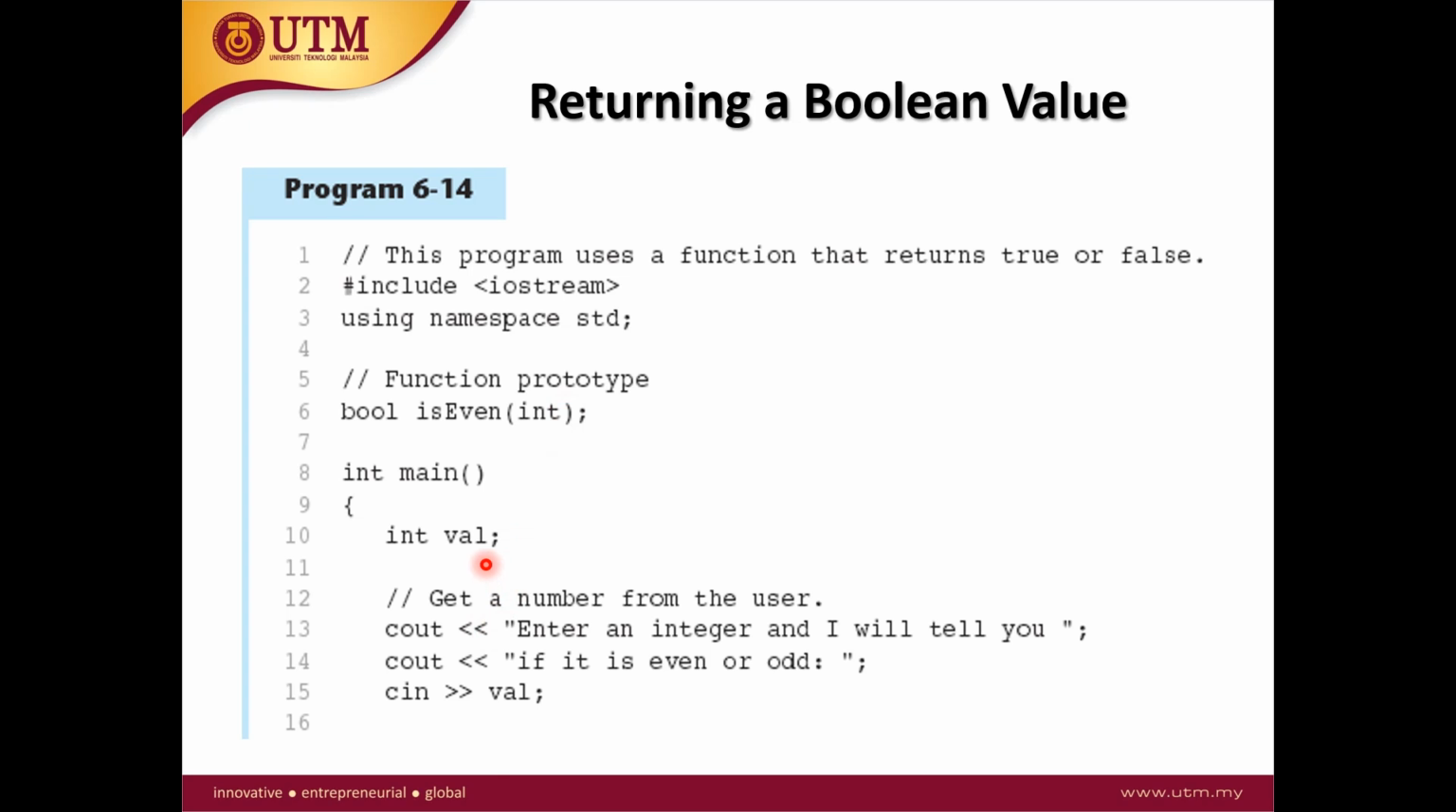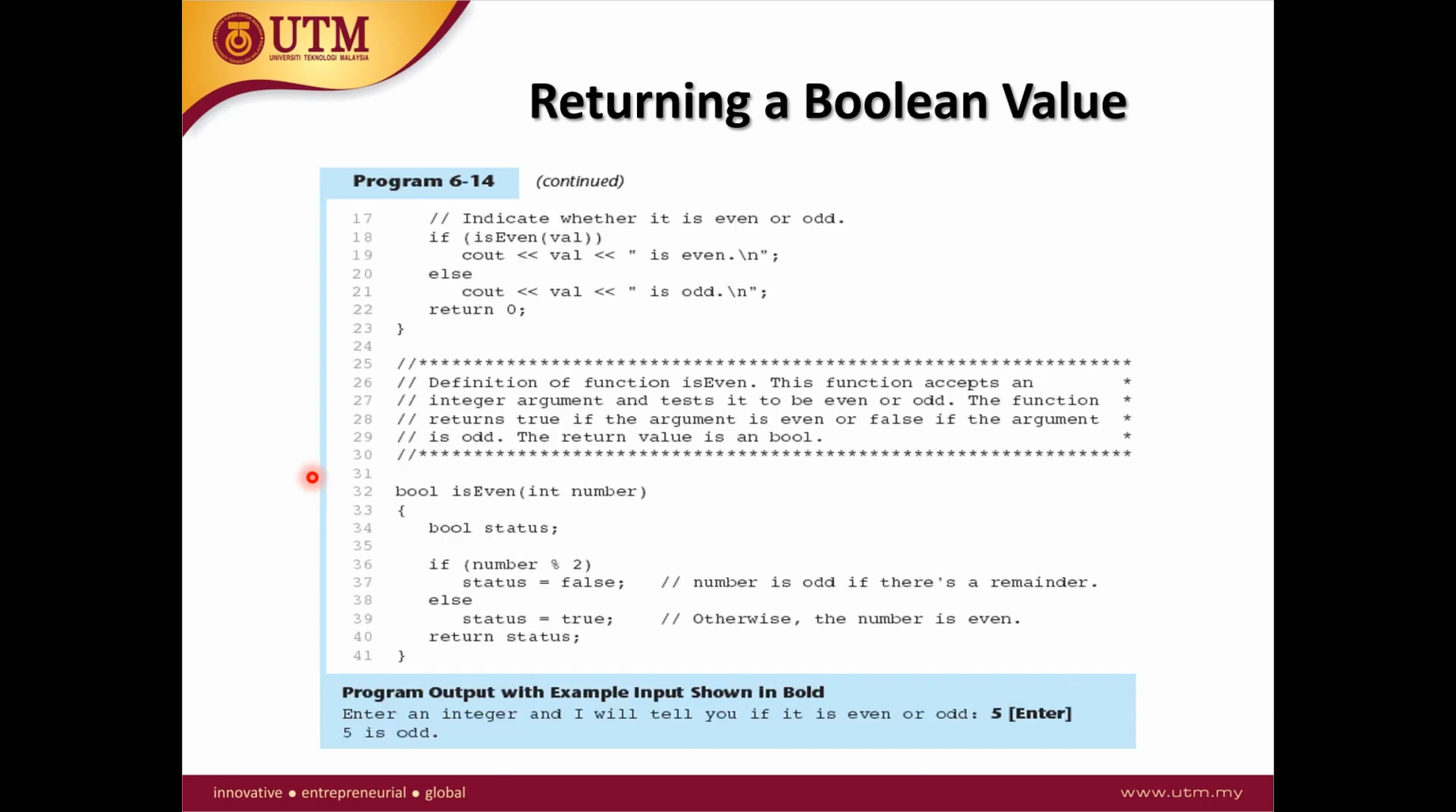We define this value and enter it, and we check if this number is even or not. If is even val, this val is going to be taken to that function, because we've called that function here, so it directly goes to the function is even. We have a variable of type bool named status. If number modulus 2 equals 1, that means the number is odd.